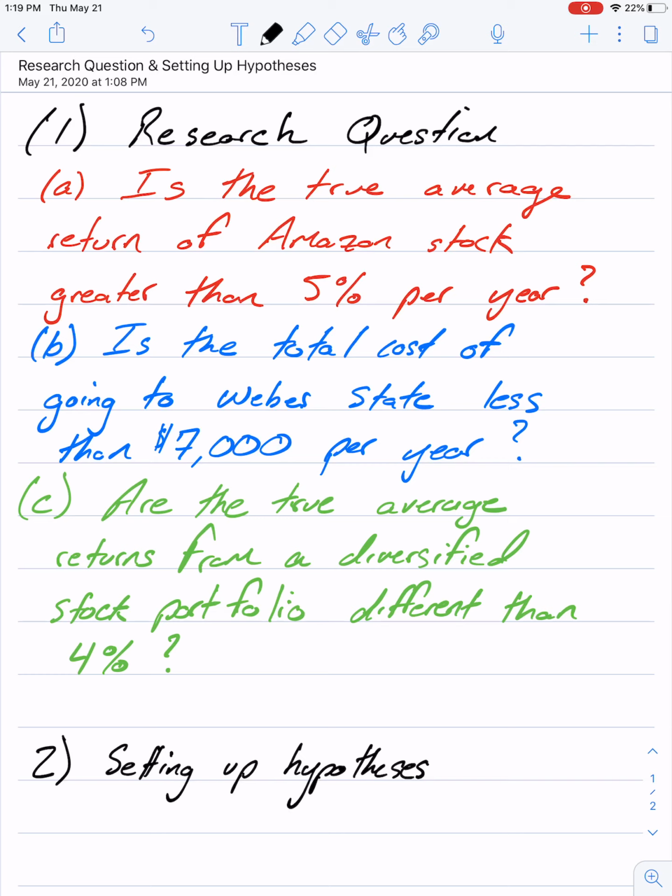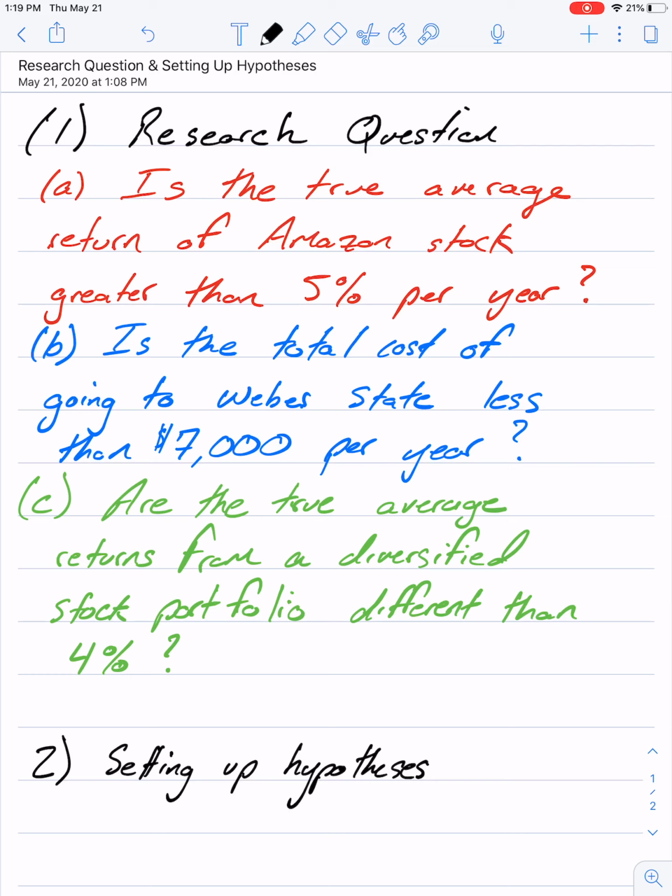Question B, is the total cost of going to Weber State less than $7,000 per year? So for example, maybe a student has an opportunity to go to some other school and they've been told, hey, if you pay us $7,000 a year, that will be all in. You will have to not pay any money beyond that. So maybe that's room and board, books, everything is $7,000. Well, then you maybe can take a sample of other students that go to Weber State, find a sample average, and then answer this hypothesis question, or this research question using a hypothesis test.